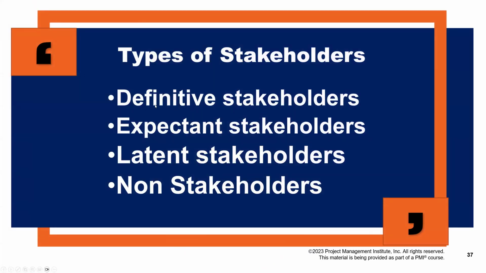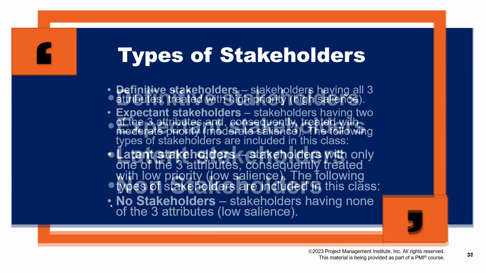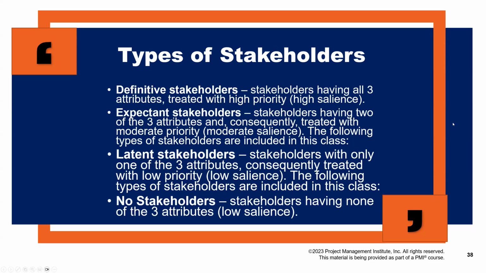So the main categories: the core is the definitive stakeholder, then high in two areas are expectant stakeholders, high in one area are latent stakeholders, and those low in everything are non-stakeholders. One definitive, one non-stakeholder, three expectant, and three latent. I hope you are getting what I'm saying. Yes, so this is how I can explain this, right?